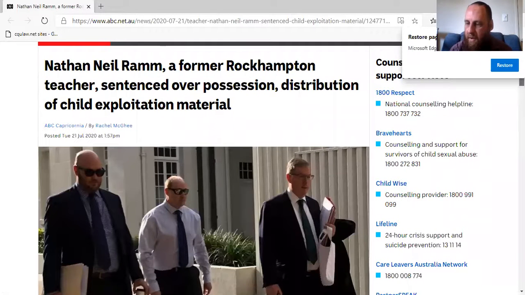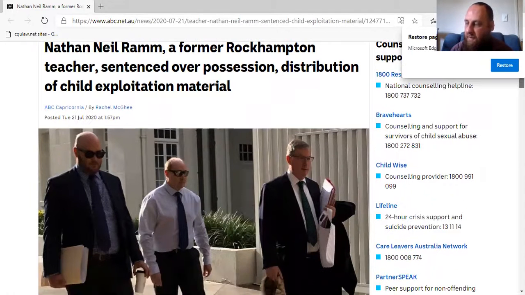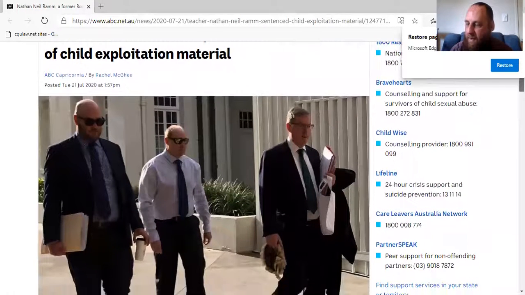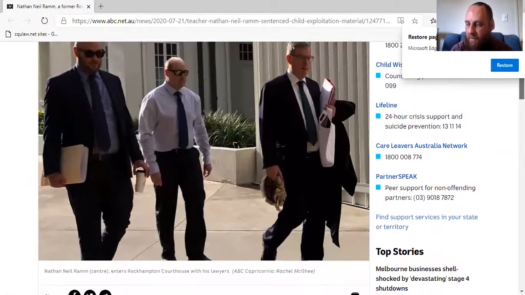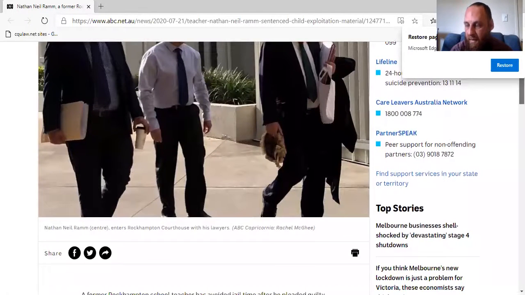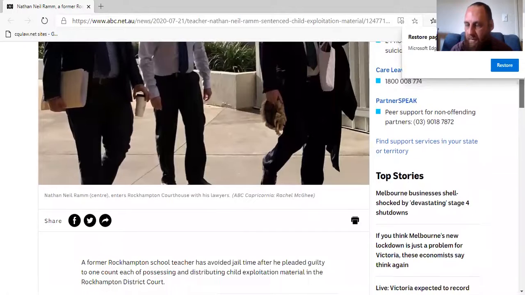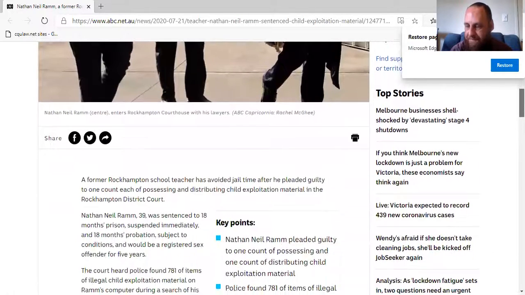So on the 20th of July 2020, former school teacher Nathan Rand was sentenced to a term of 18 months prison in the Rockhampton Magistrates Court, which was wholly suspended immediately after being found guilty of possessing child pornography.